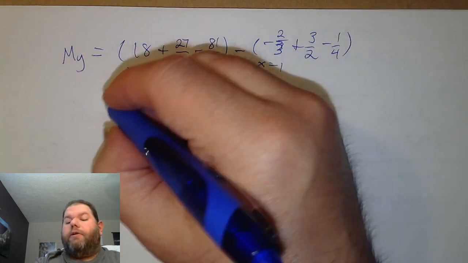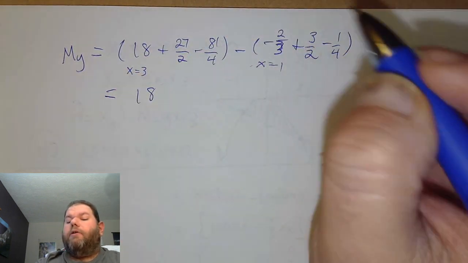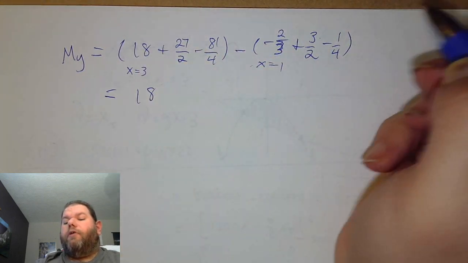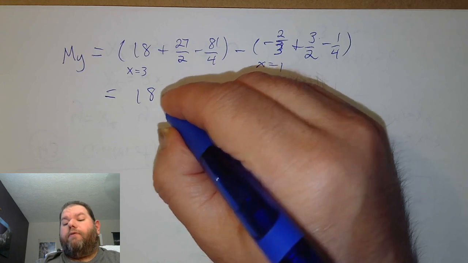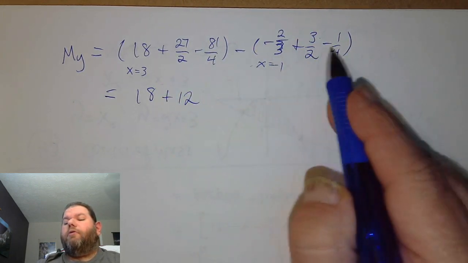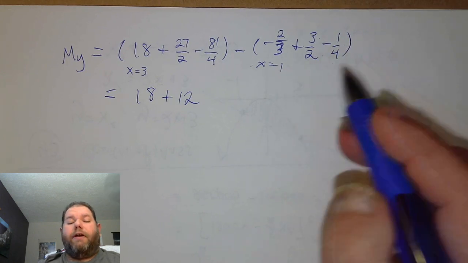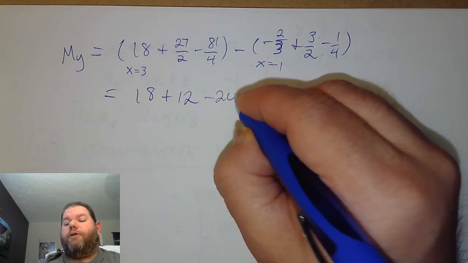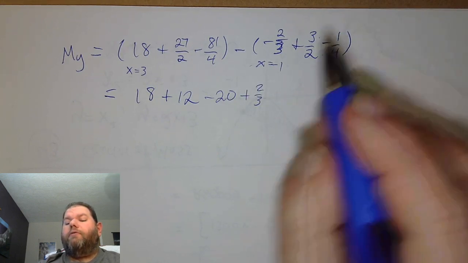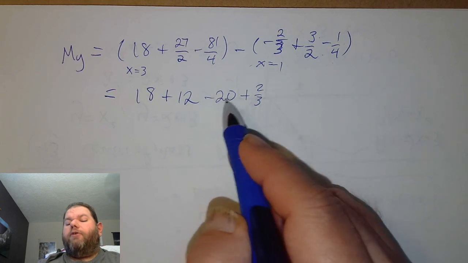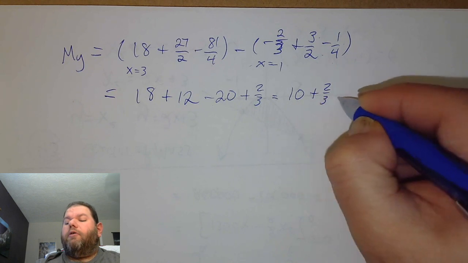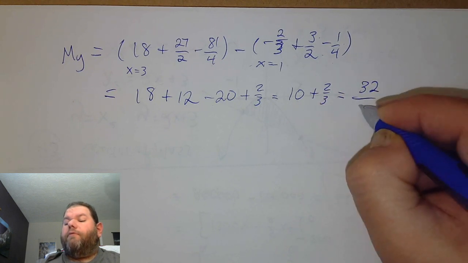So combining our like terms, I have 18, 27 over 2 minus 3 over 2, so it's 24 over 2, which is 12, minus 81 over 4 plus 1 over 4, which is negative 80 over 4, which is negative 20, and then we'll have an extra 2/3 added on. So this is 30. Minus 20 is 10, so it's 10 plus 2/3, which will make it 32 over 3.